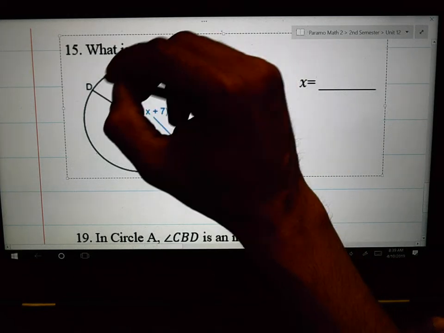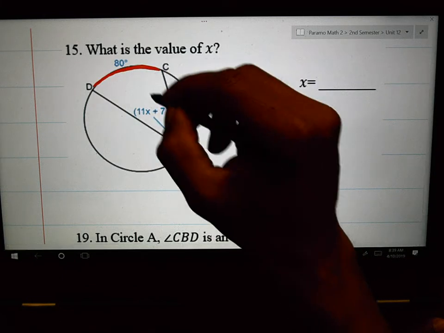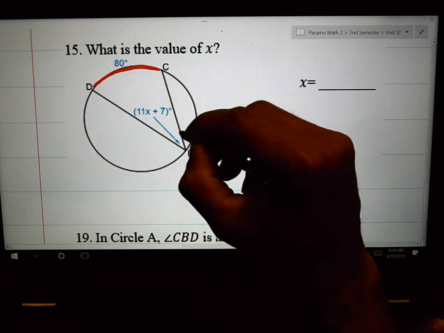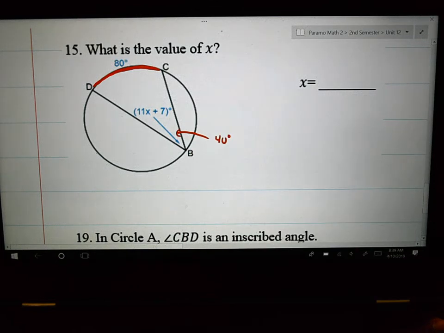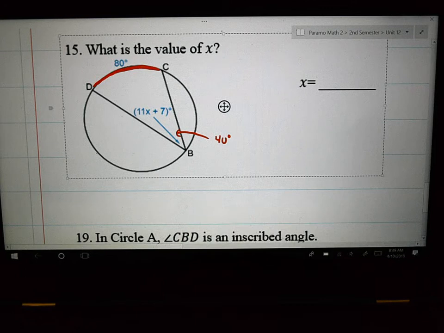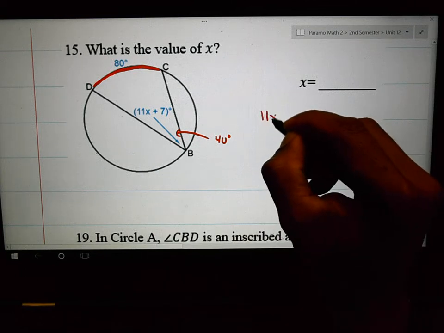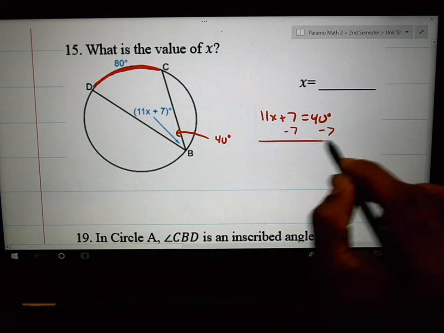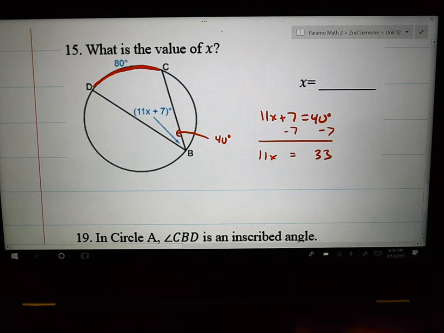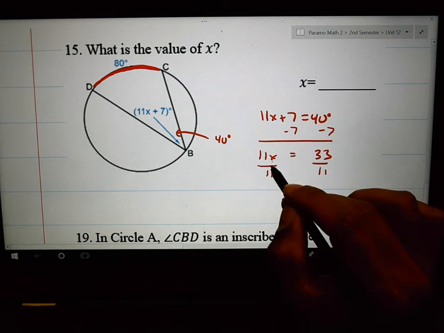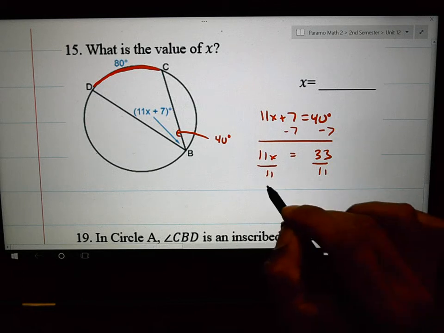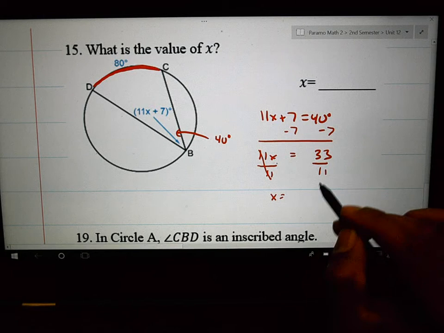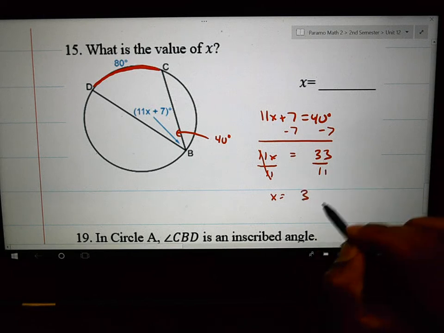So if this arc is 80 degrees, half of that means that this angle here has to be 40 degrees. So if I want to know what x is equal to, which is what they're asking me to find, then I have to set 11x plus 7 equal to 40 degrees, and solve that. So when I do this, I'm going to subtract 7 from both sides. I'm going to divide both sides by 11 so I get x by itself. 1x is x. 33 divided by 11 is 3.